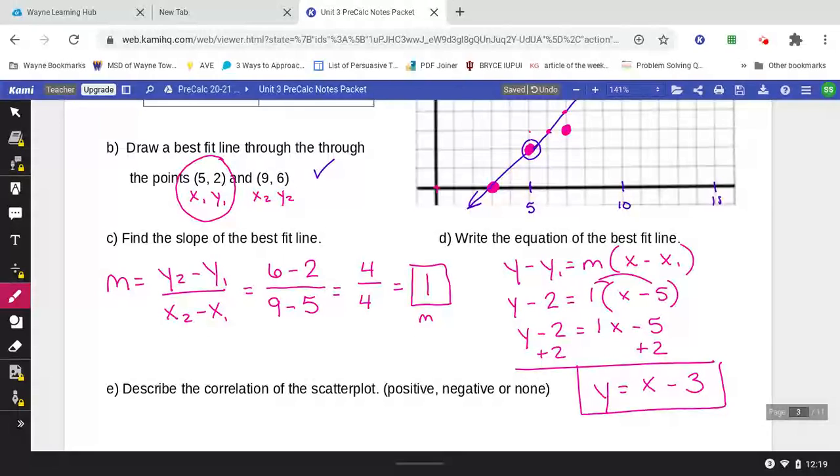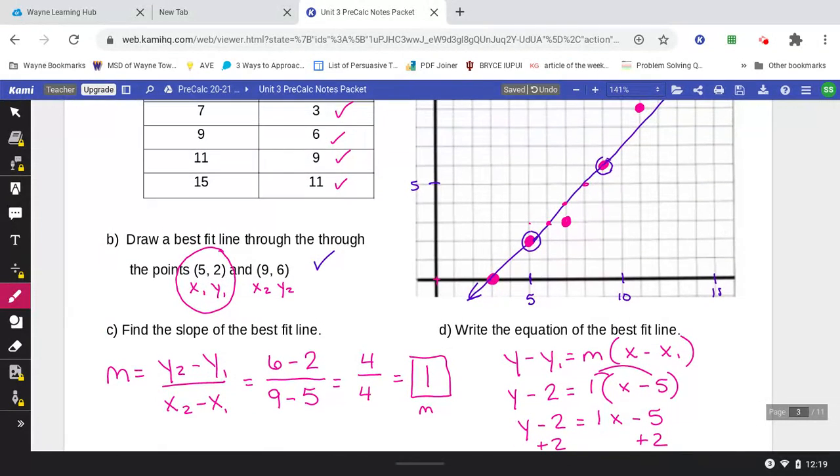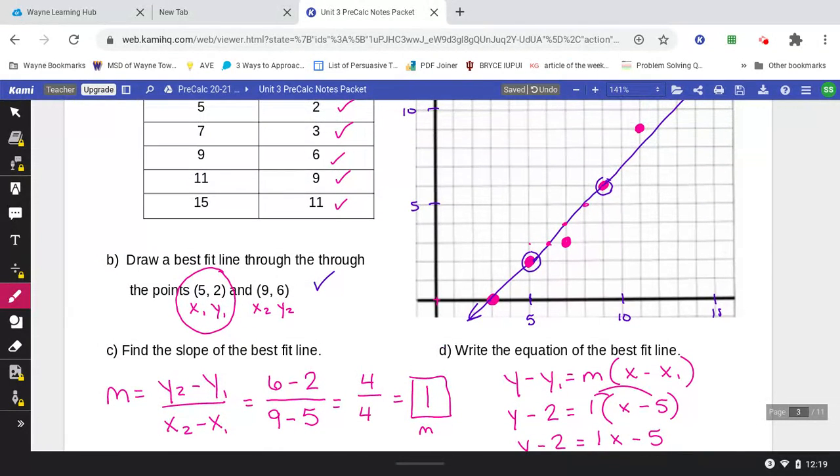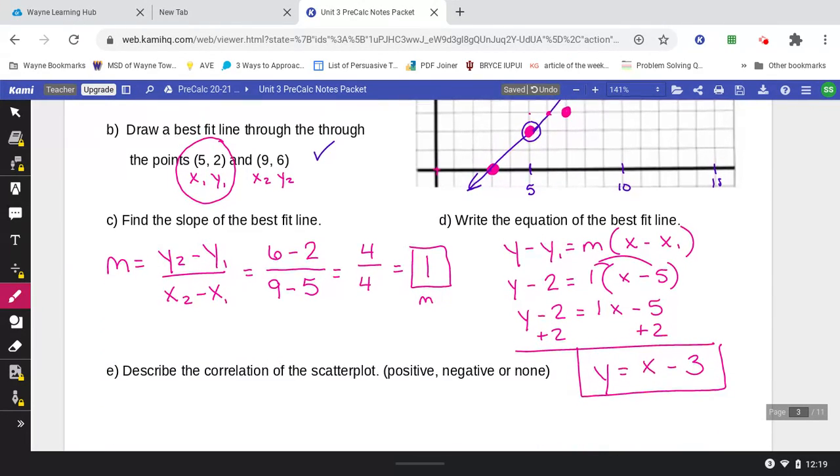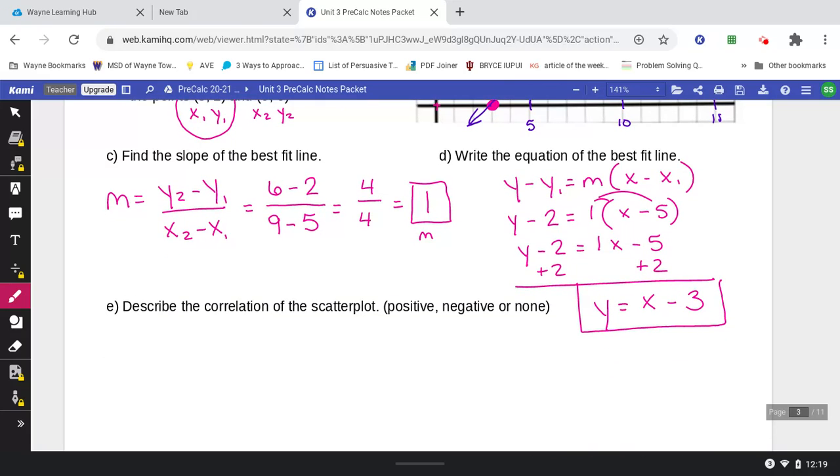Part E, describe the correlation of the scatter plot. Is it positive, negative, or none? There's two ways you can do that. You can either look at the actual scatter plot and notice that the dots are tending upwards, or you can go to the slope. The slope will either be positive or negative, depending on what your points are doing. And this one's obviously a positive.